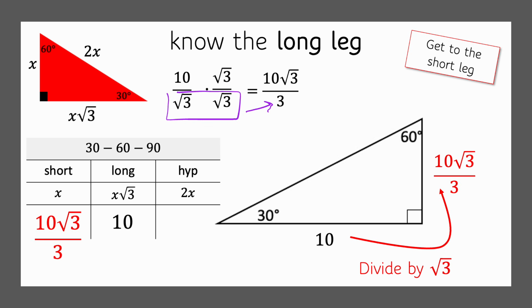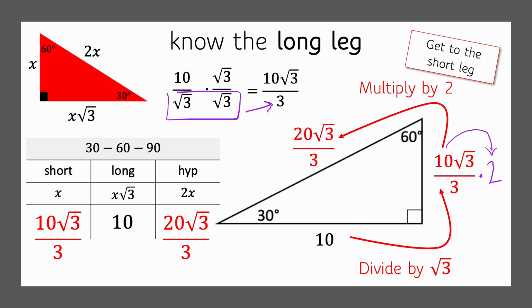And now we have our short leg. 10 root 3 over 3. So from there, we can multiply by 2. And so if we multiply this whole thing by 2, then we do 10 times 2, and we get 20 root 3 over 3.